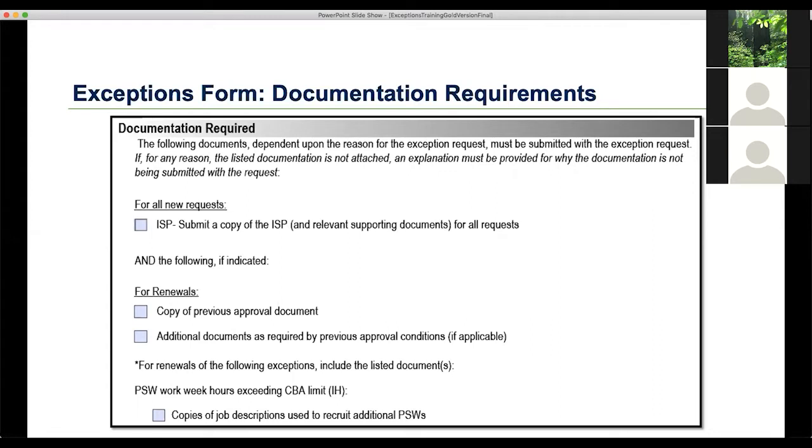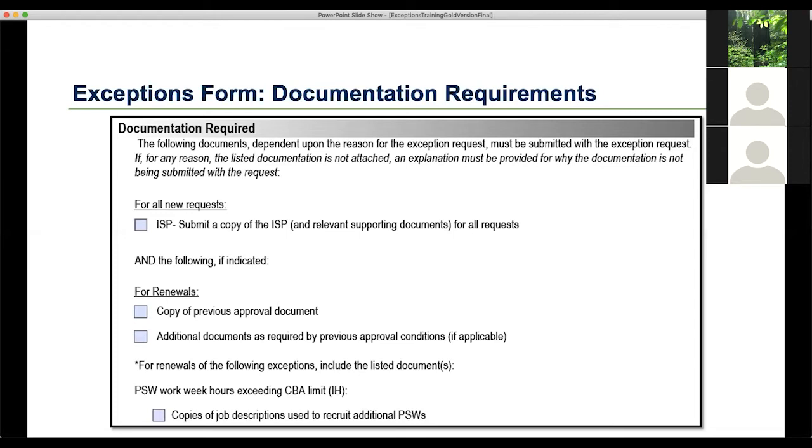So for all of our new requests, pretty much you're going to have an ISP. And that again just gives us that snapshot for that person. That's our best reference document outside of the summary questions that you're answering in the document itself. And then, for example, if you'd indicated it was a renewal, we're going to see what was that previous approval. And if that previous approval had some type of specific requirements or conditions, we would want to see that additional piece.